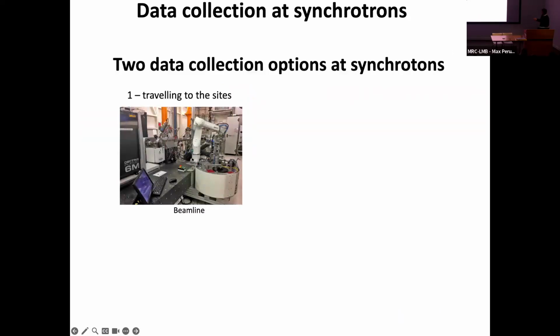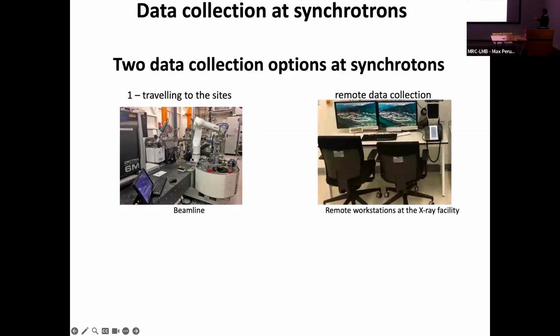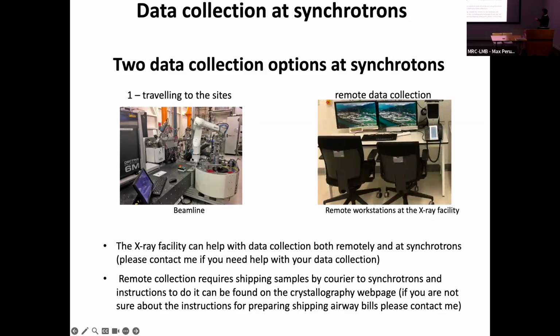There are 2 ways to do it. One way, you can physically go to the synchrotron, which is a nice experience. You can see how the beamlines are inside, how everything works. Or you can just collect remotely from the X-ray facility. We have a setup downstairs with a table and 2 screens. Again, if you need to do anything of this, we can arrange it together.